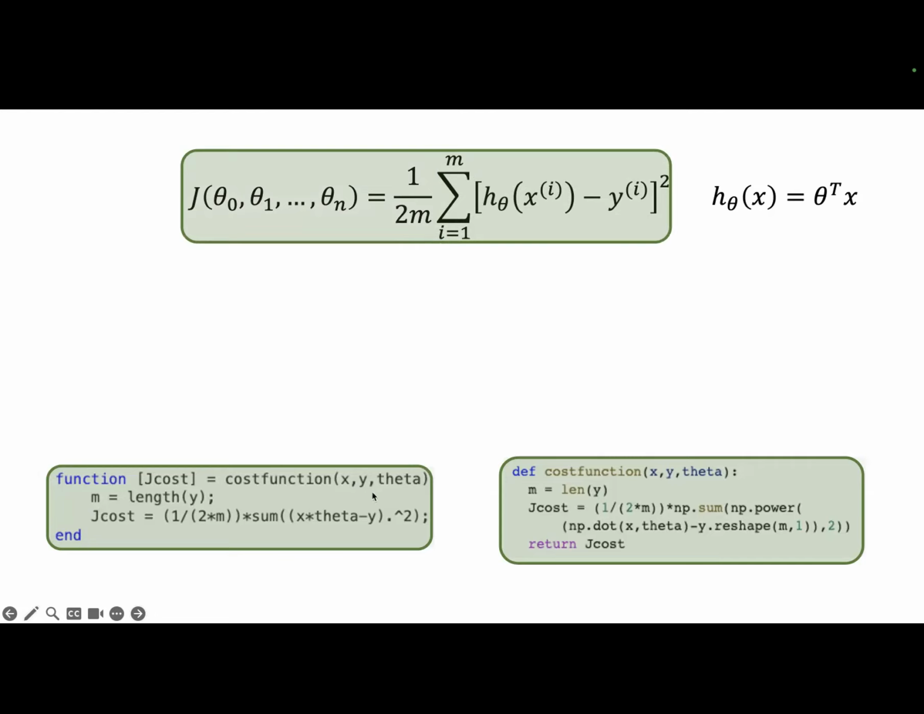Tapos yung m is just computed from the number of rows, from the length of x. It can also be the length of y. In MATLAB, it's precisely the same. So yung cost function is written as this: sum ng power ng dot product ng x tsaka theta minus y. Okay, this is reshaped to m by 1 para lang maging 392 by 1 na matrix. Okay? So, ito yung para sa Python.